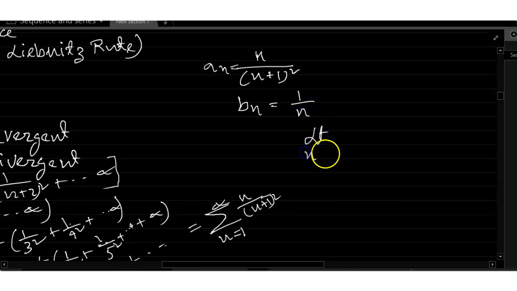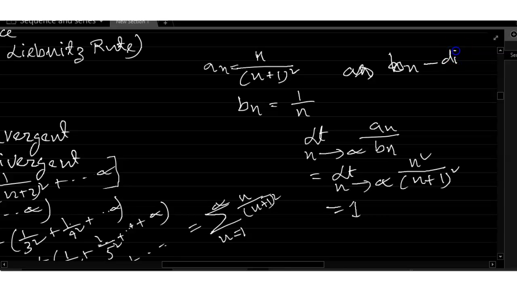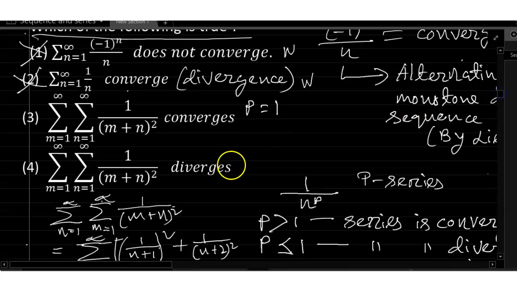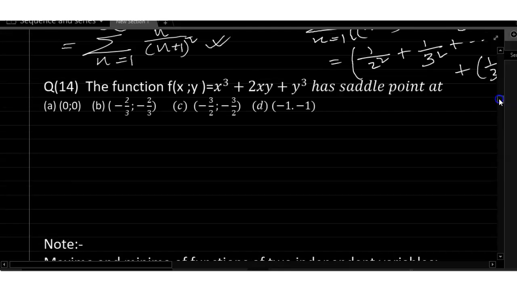Now limit n tends to infinity an by bn equals to limit n tends to infinity n square divided by n plus 1 whole square equals to 1. So as bn is divergent, so an is divergent. That's why option 4 is incorrect. So friends, we will go to solve the next problem.